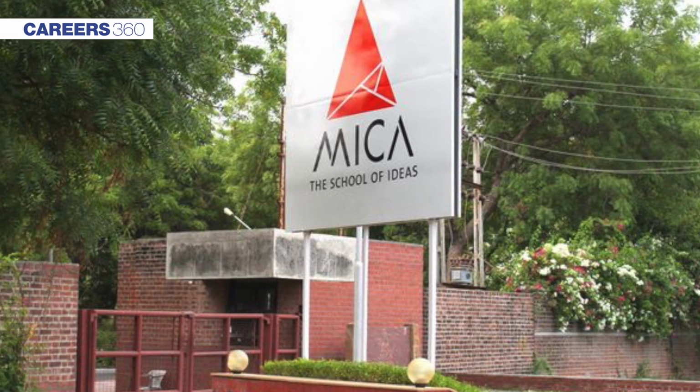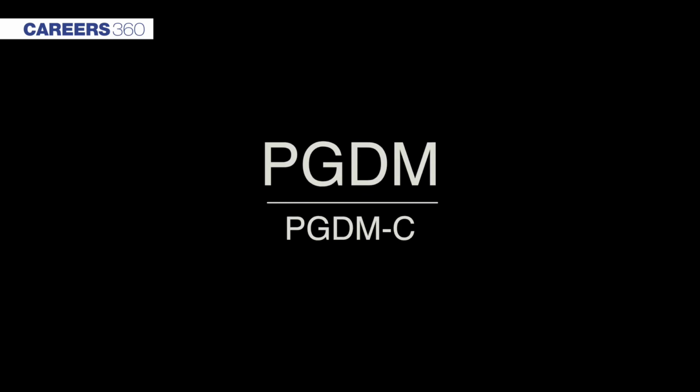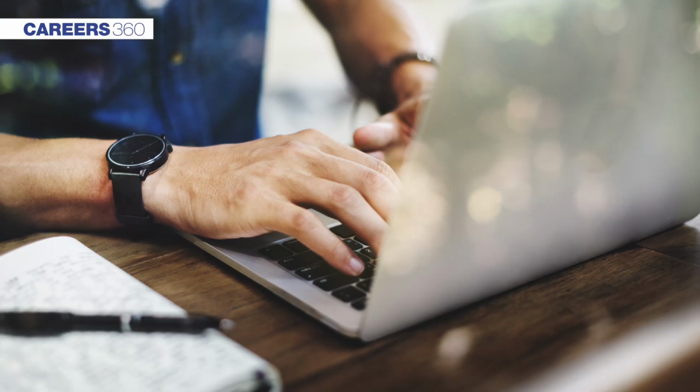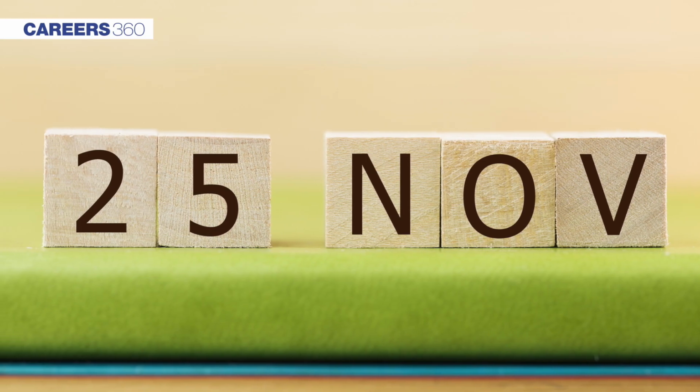MICA Ahmedabad has released the MyCat 2021 application form for PGDM and PGDM-C. The application form has been released on October 7 in the online mode, and one can fill the form for Phase 1 till November 25, 2020.